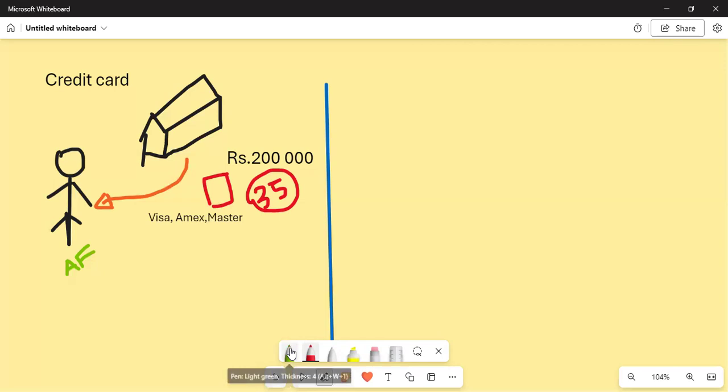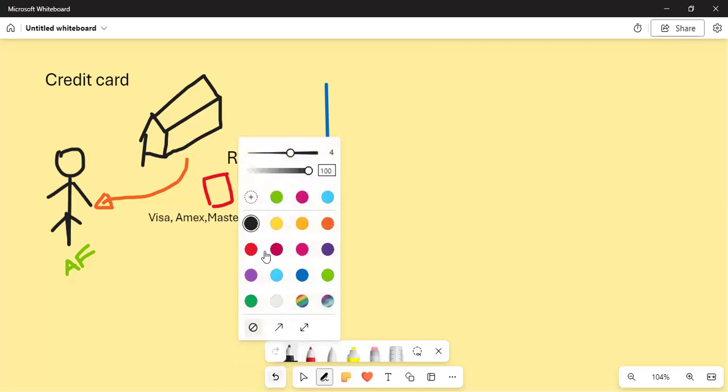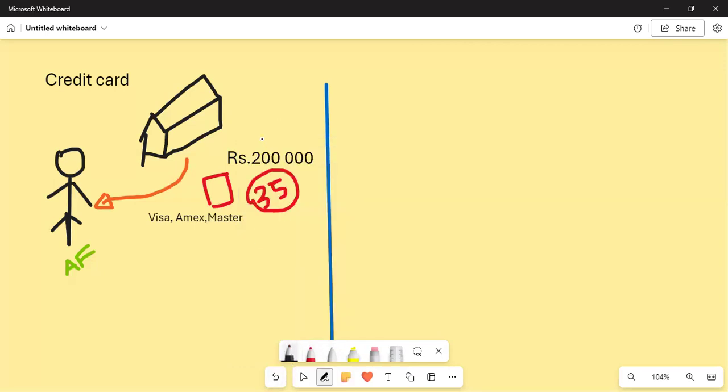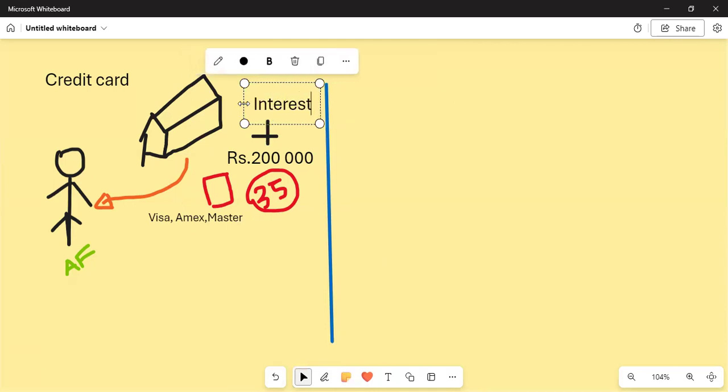And then what happens? For this 200,000, a punishment will get added. What is the punishment? The punishment is the interest. Interest is also like 30-40%, about half of this. For 200,000, you have to pay another 60,000 in interest. Did you understand? This credit card is good only if you have some money and if you are financially disciplined.